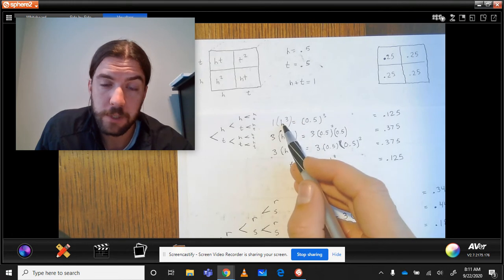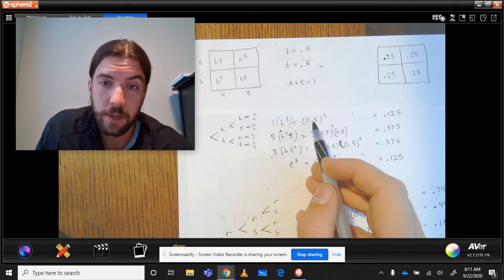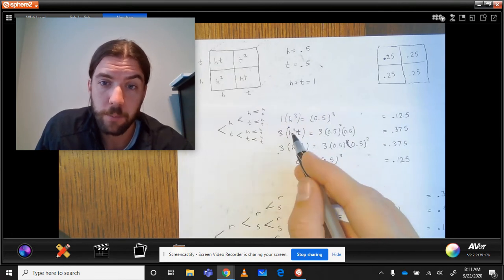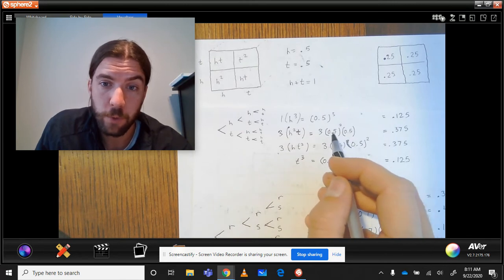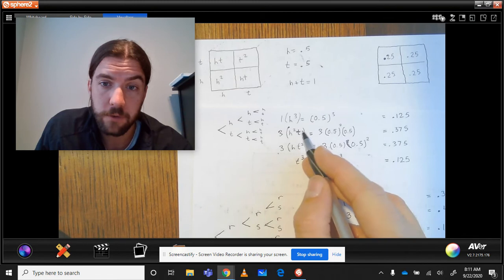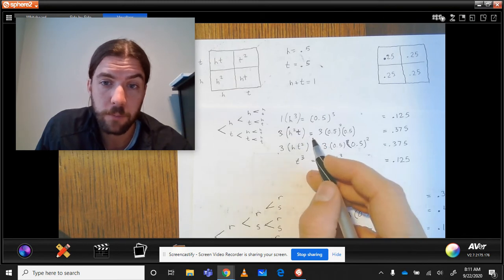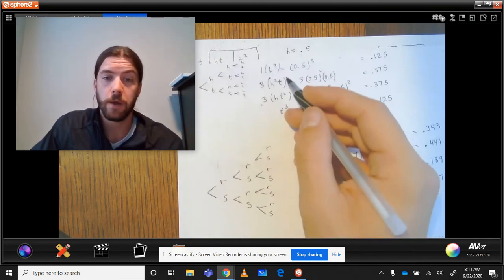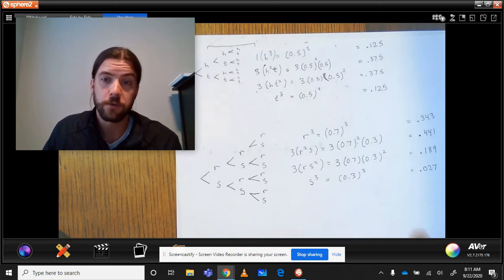The probability of heads was 50%, so we do that 3 times. Over here, the probability was 0.5. We do 0.5 times 0.5 for the H squared. We do 0.5 for the tails, and there were 3 of those possible outcomes. Okay, so that's kind of a tree diagram model. Same thing for rain and snow.